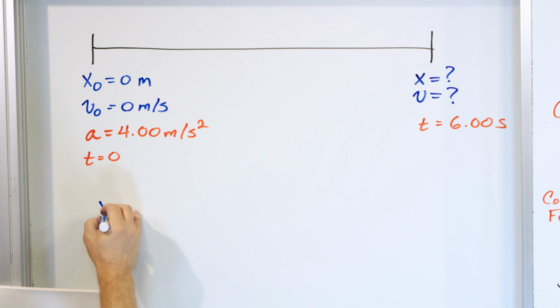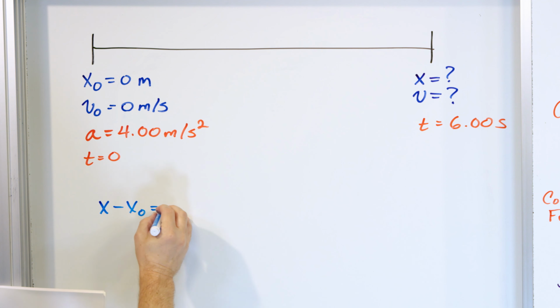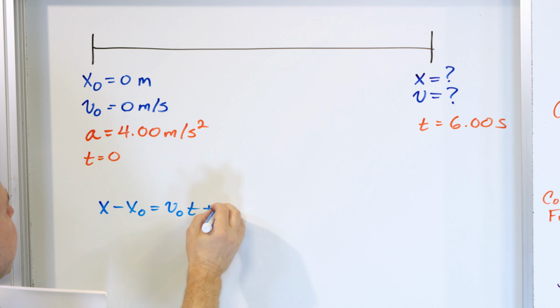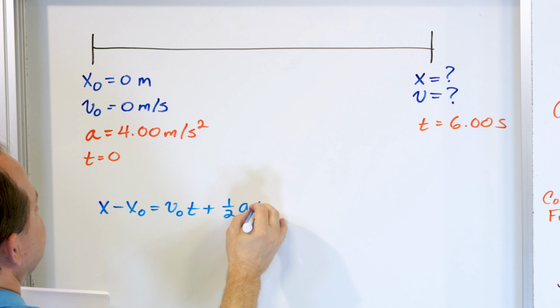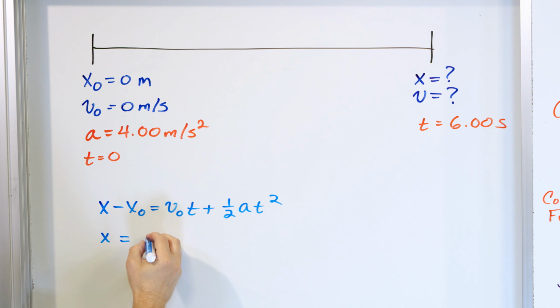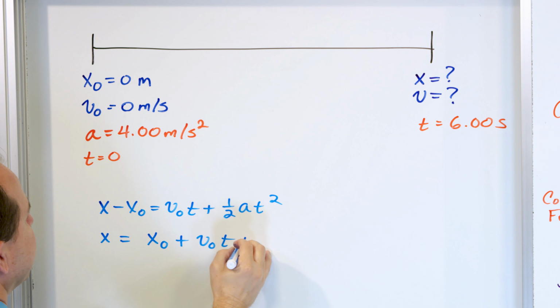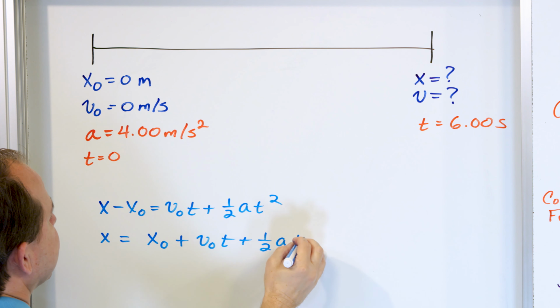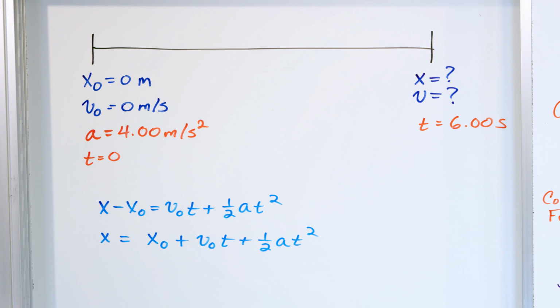So we're going to say x minus x naught is equal to v naught t plus 1/2 times a times t squared. We're solving for the final position, so we can just move that to the other side. And we can say x equals x naught plus v naught t plus 1/2 times a times t squared. Now let's put everything in here and see what we get.